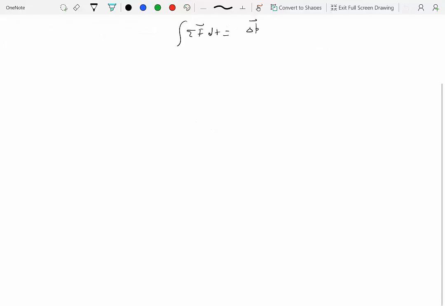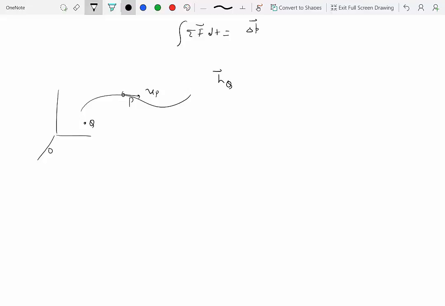So if we have a particle, the particle P traveling along some path, and we pick a reference point Q. Now the reference point Q could be any point in the space. This could be a point which could be fixed. This could be a point which is actually moving. And the velocity of the particle P is given as Vp. Then we can define a concept called H sub Q, called angular momentum.